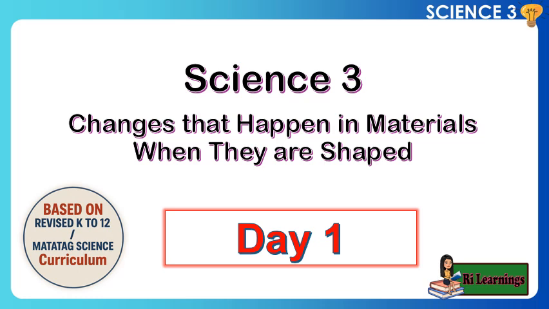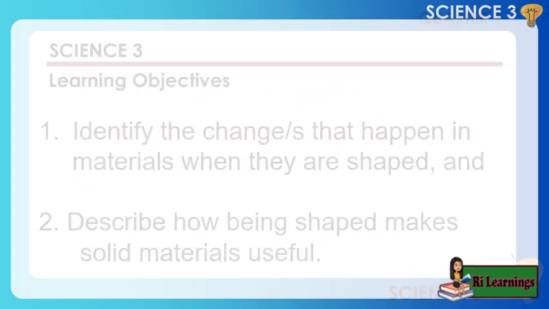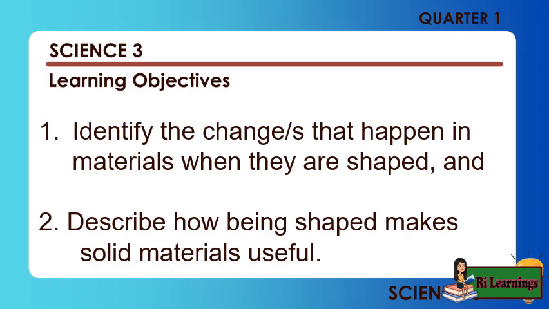Science 3. Changes that happen in materials when they are shaped. Learning objectives. 1. Identify the changes that happen in materials when they are shaped, and 2. Describe how being shaped makes solid materials useful.